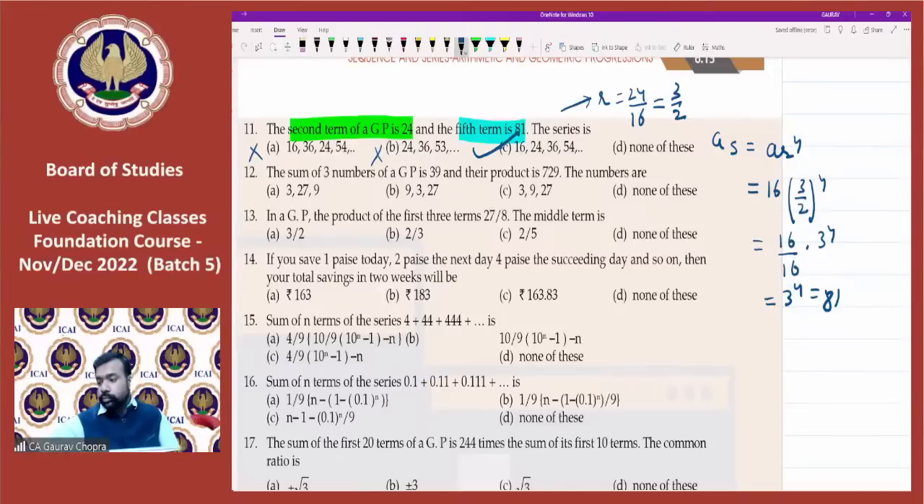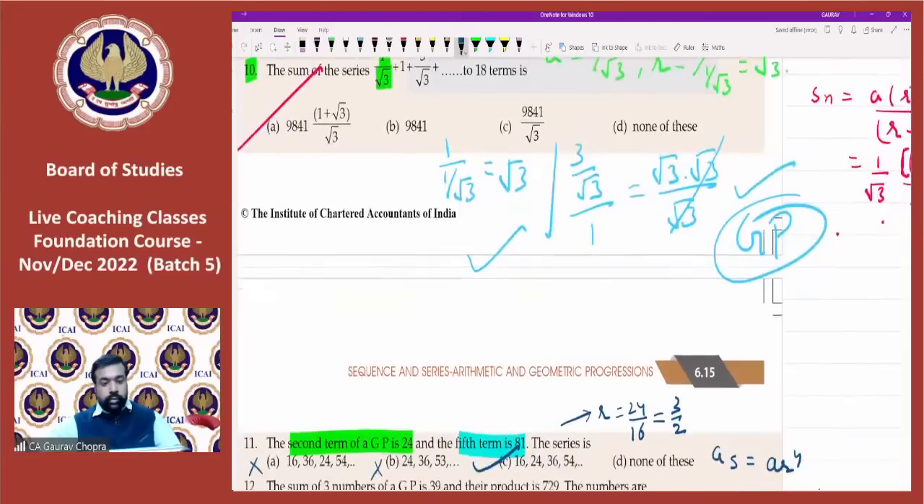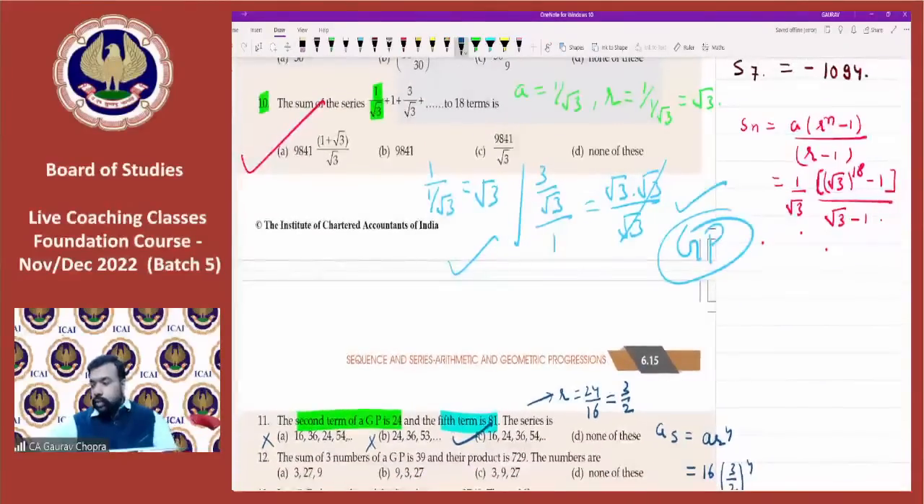Okay. Lakshita says, understood, sir. Then Durgesh Gupta is asking, please repeat question number 10.